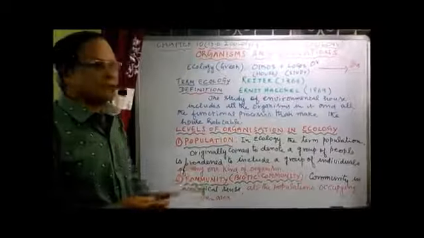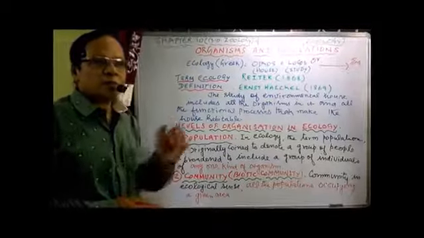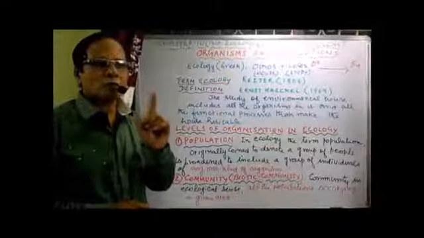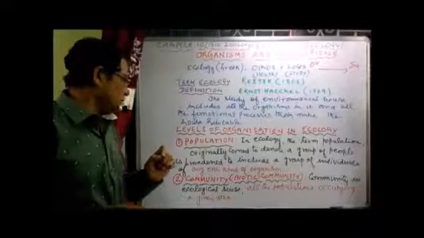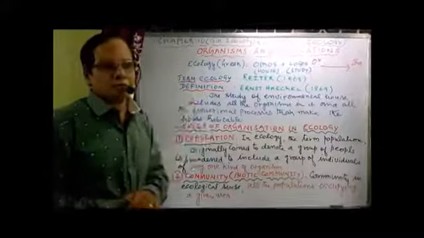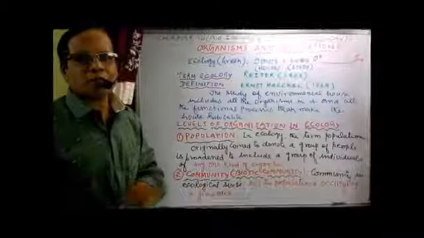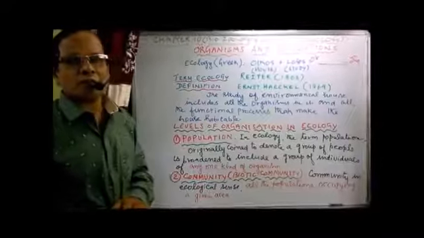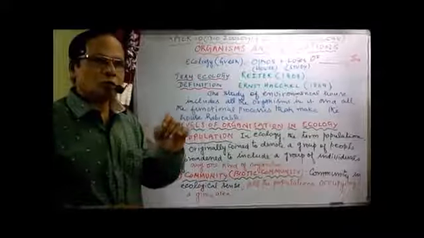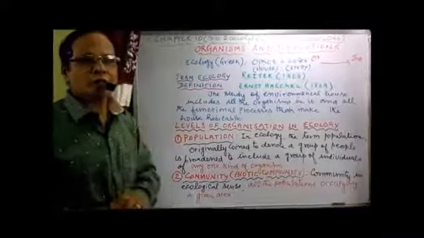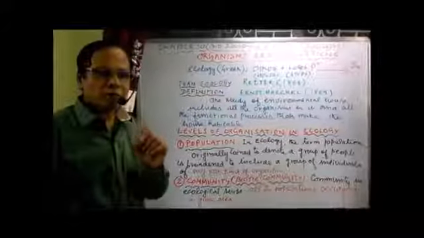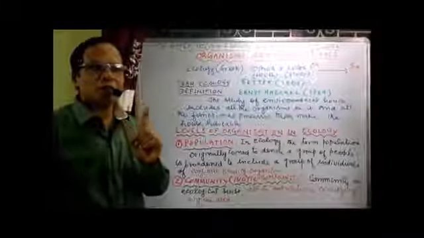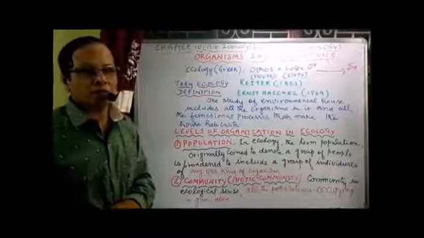Now what is population? A population normally comprises only one species. A group of individuals of any one kind of organism. For example, animal population, plant population, goat population, human population, or tiger population. In all cases, a population comprises only one kind of individual. That is called a population.